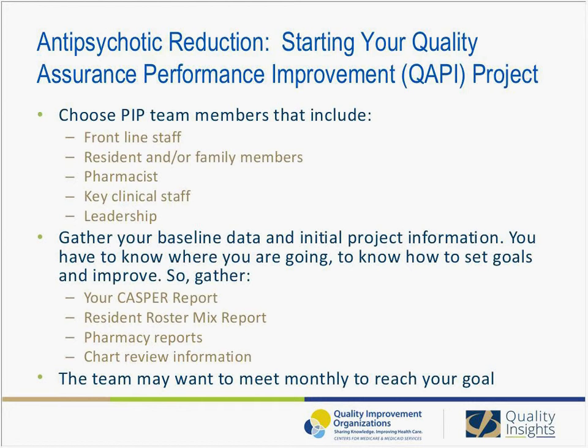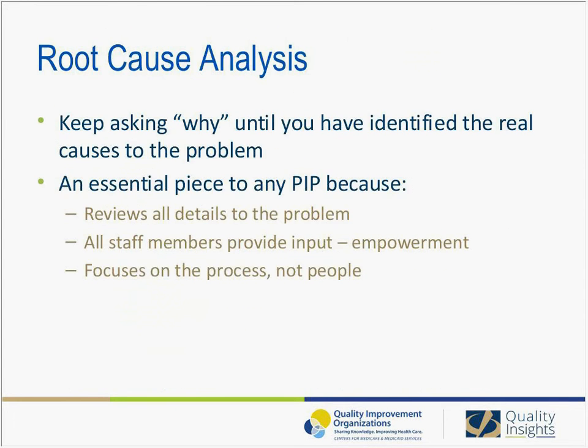publicly reported quality measures. You might want your pharmacy reports to help you in the gradual dose reduction piece of the improvement. And in the end, be aware you may need to do some chart review to get to that good information for improvement. Now, for all of this and for most performance improvement projects, you will want to meet monthly more than likely, so you will be able to reach your goal.